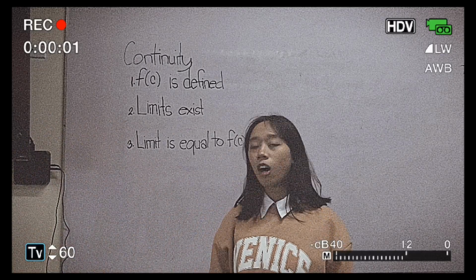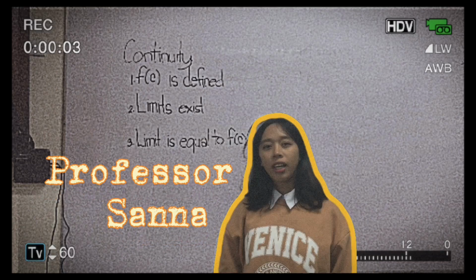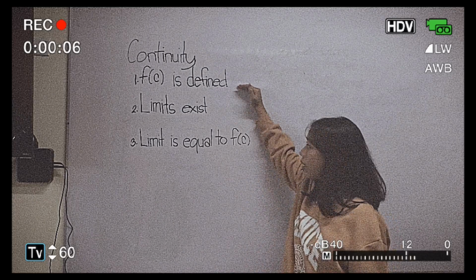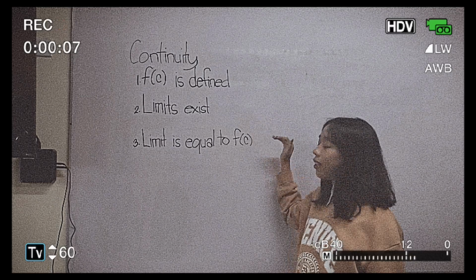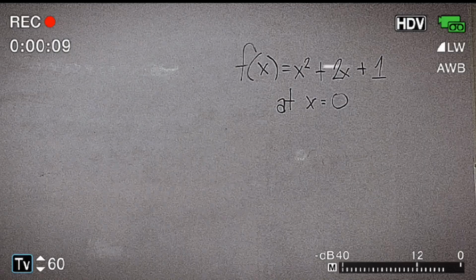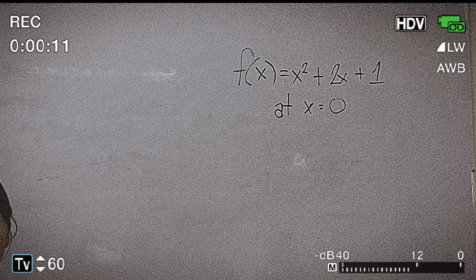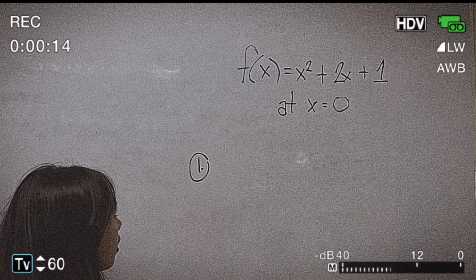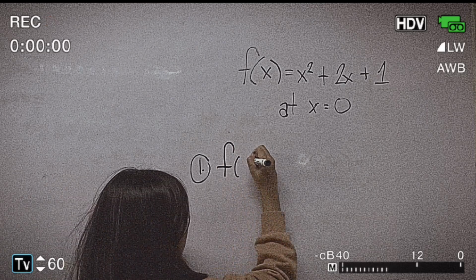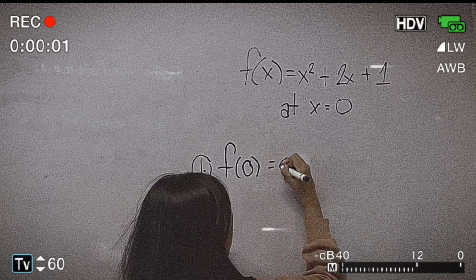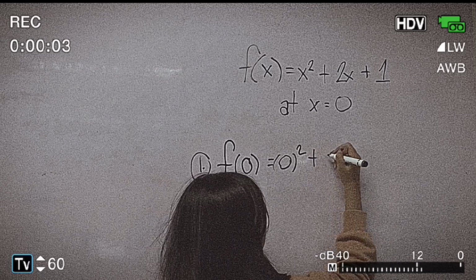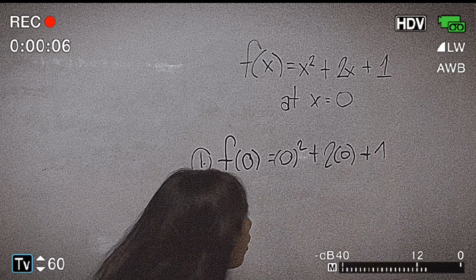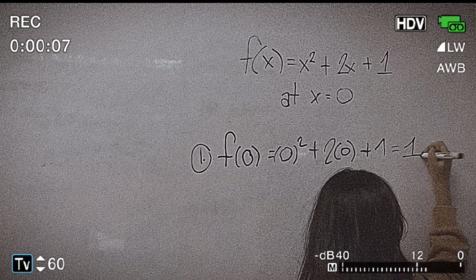In limits, there is something called continuity. In order to achieve this, the following must be satisfied. f of c is defined. The limit exists, and the limit is equal to f of c. Let us find out if this function is continuous or not. First, let us check if f of c is defined. Substitute 0 to the function: 0 squared plus 2 times 0 plus 1. And simplify. So f of 0 is equal to 1.